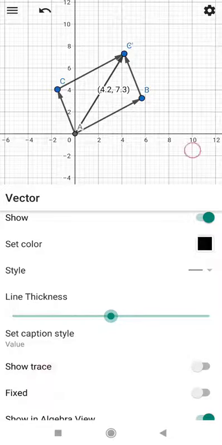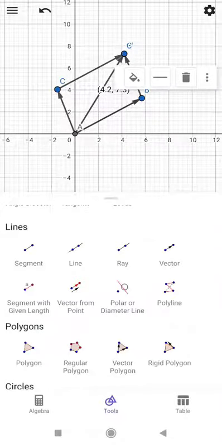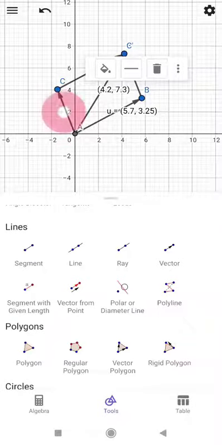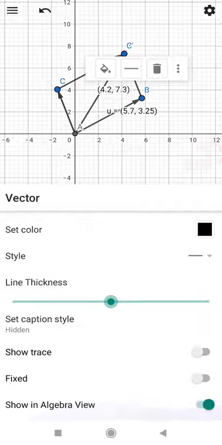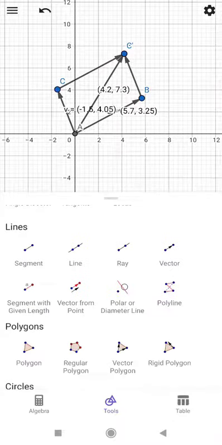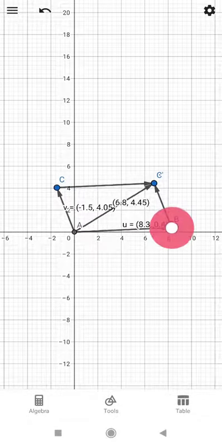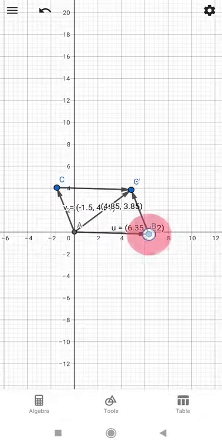What is parallelogram law of vector addition? Parallelogram law of vector addition states that if two vectors acting simultaneously at a point are represented both in magnitude and direction by the adjacent sides of a parallelogram drawn from that point, then the resultant vector can be represented both in magnitude and direction by the diagonal of the parallelogram passing through that point.